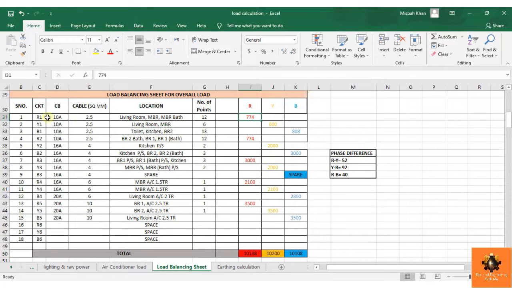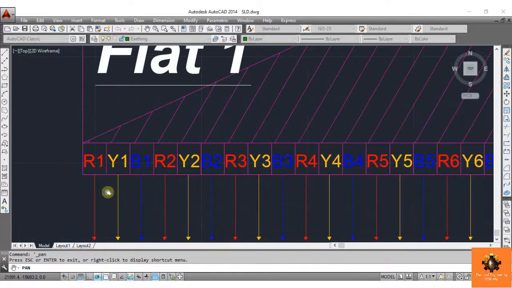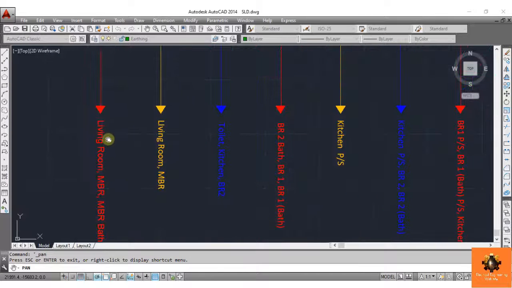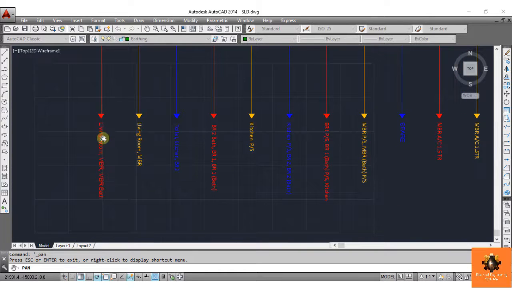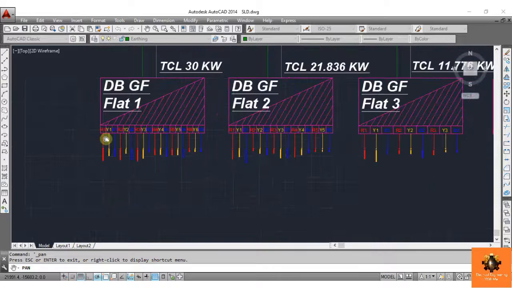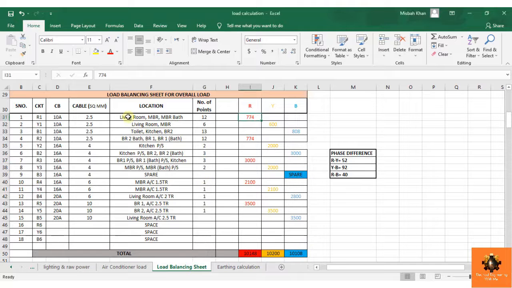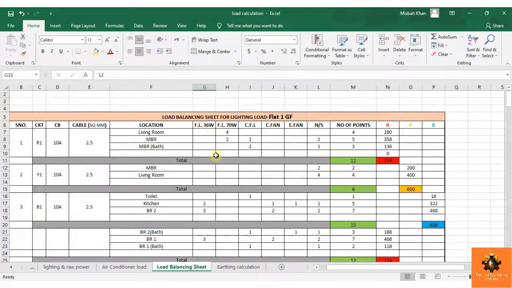Now first circuit R1 is connected to the load of living room, master bedroom and the bathroom of master bedroom. And the load on this R1 circuit is 774 watts. Clear? But in SLD we are only showing that this R1 circuit is feeding the load of living room, master bedroom and the bathroom. But the connected load on this circuit is not shown over here. So to know more about this circuit, open the load balancing sheet and here you will see the complete detail of the circuits. Okay.